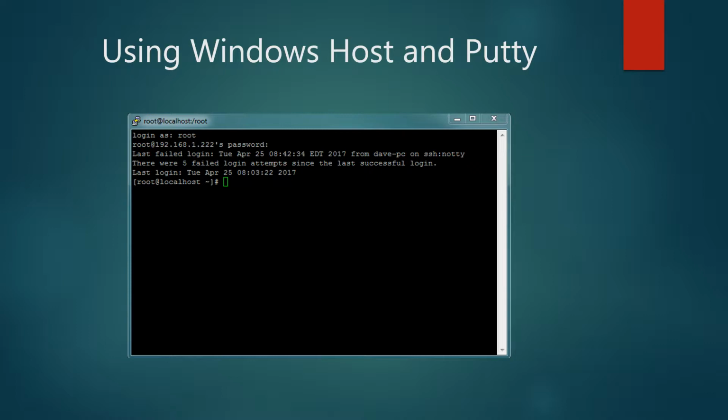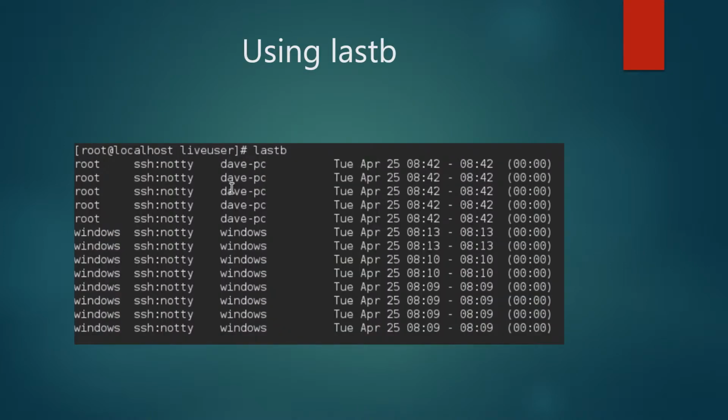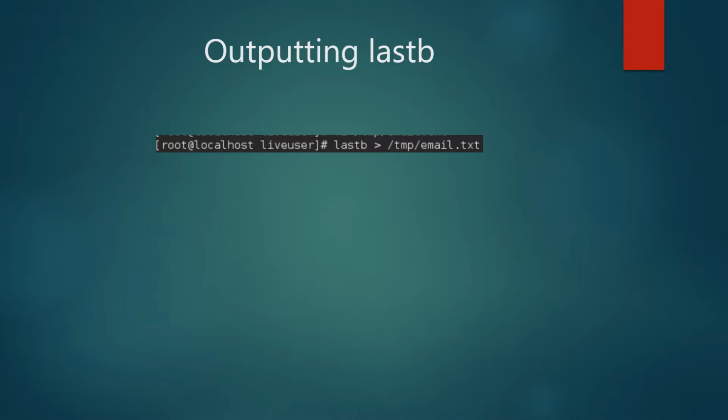Here you can see that the login was successful through PuTTY. As you can also see, I've already done the failed login attempts. So I use the command lastb, which just outputs the last failed logins. I found it a little easier than just using the last command. After that, I was able to output the command into a text file, and that is the text file I made.